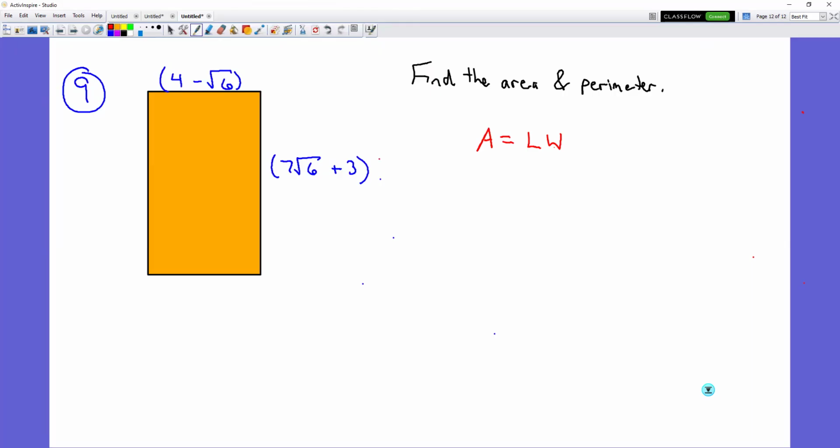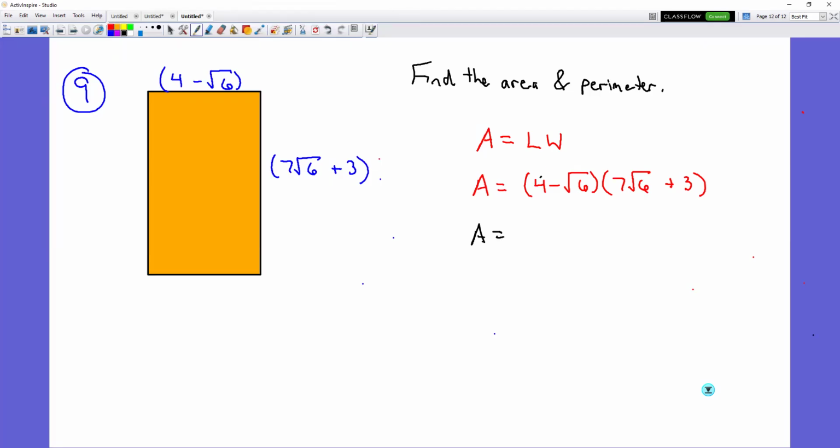parentheses with those terms. So we have A equals the length, which is 4 minus square root of 6, and then the width is 7 square root of 6, and then plus 3. So we're going to do just like we did on our earlier example. We're just going to FOIL it, and then simplify it to find our answer for the area. So we're going to start doing that right now. So we got area equals.